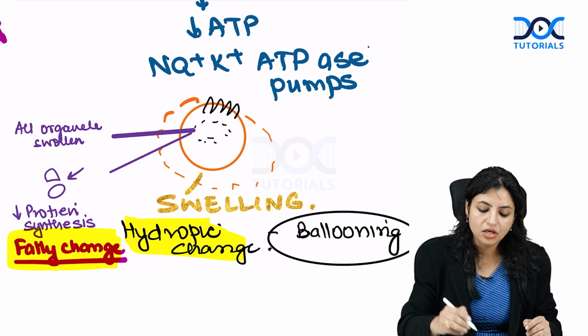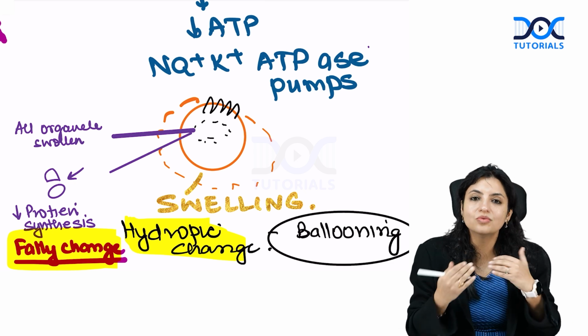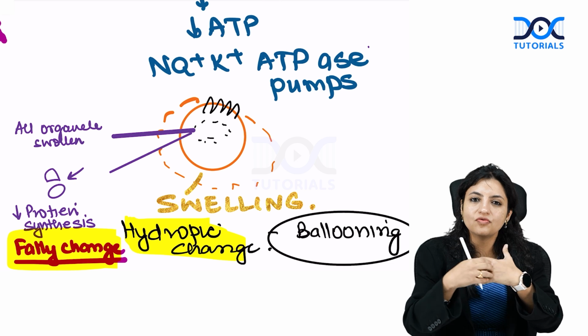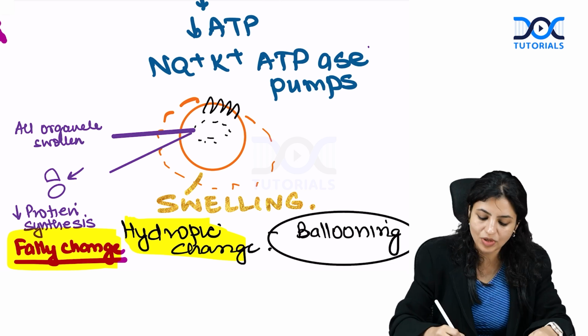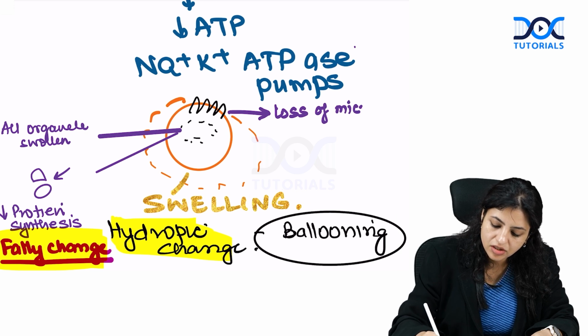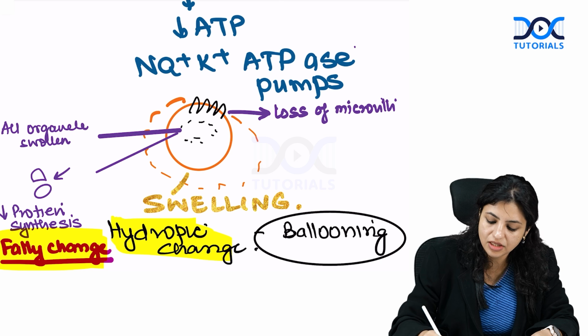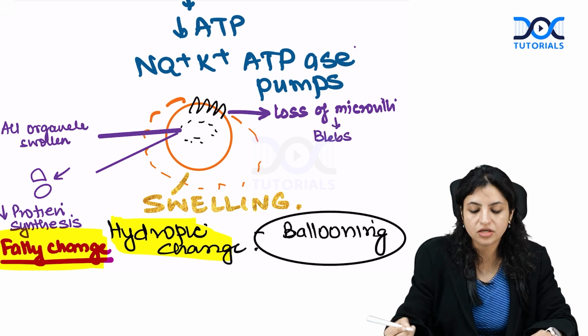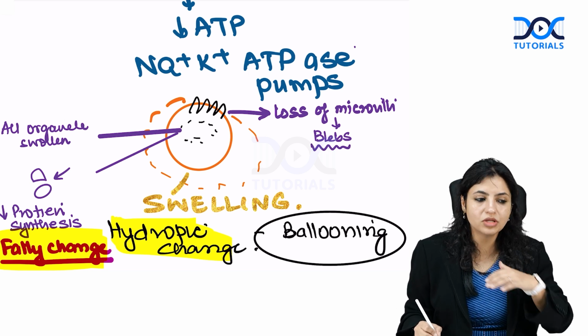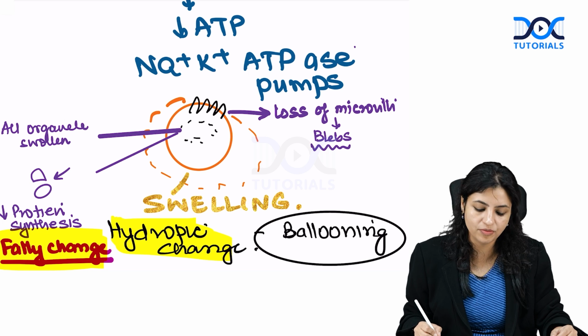Now, another point. So this is about what is happening inside the cell. What about outside the cell? When the cell is swelling, the microvilli on the top will also get lost because of swelling. So there will be loss of microvilli. Sometimes so much water comes inside the cell that this leads to formation of blebs. So bleb formation starts, and this can be seen under electron microscopy. If you look at electron microscopy, the microvilli are lost and the blebs are formed. That's a very classical feature of reversible cell injury.